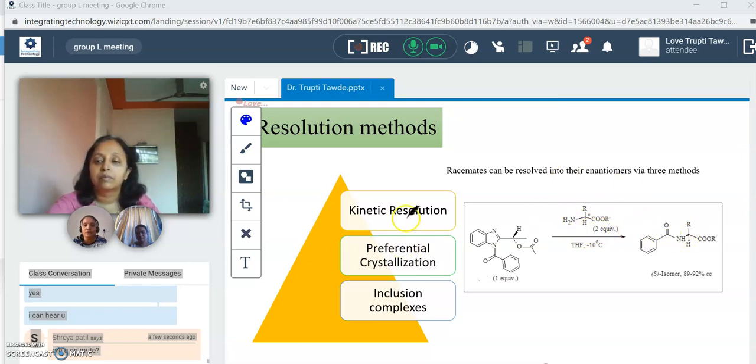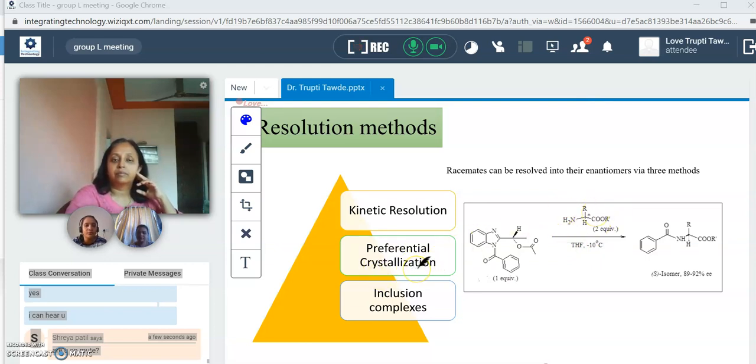So in short, we can go for different methods. The kinetic resolution, we can create the difference in reactivity of the two isomers. For example, over here, the temperature maintained is minus 10 degrees Celsius, which is only suitable for the reaction of one isomer and not for the other.